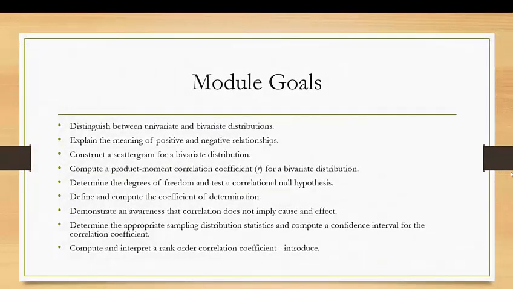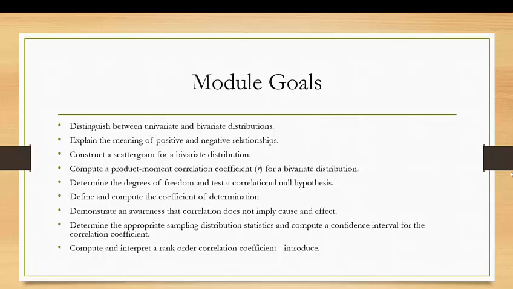So with that said, let's look at our module goals. We said we wanted to distinguish between a univariate and bivariate distribution, and that we did. We spoke about all the things we've looked at up to this point were univariate, and now we have two variables, such as attitude toward math and achievement on a math test. Okay, so that would be a bivariate distribution.